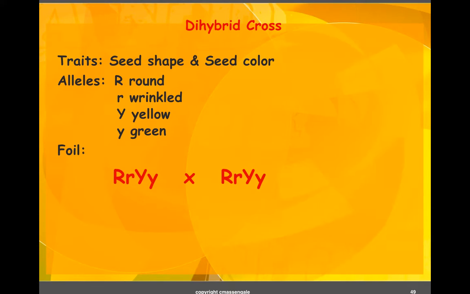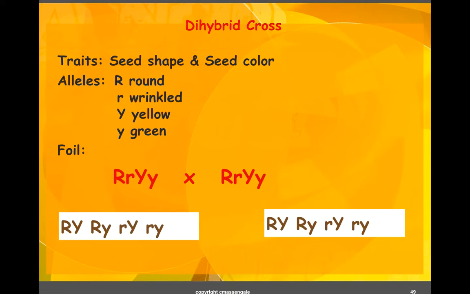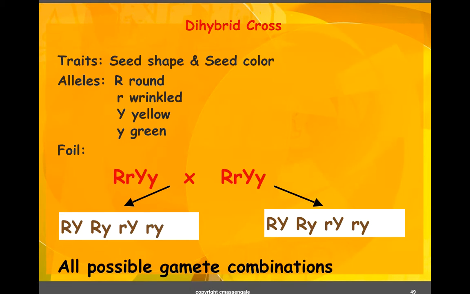If I would like to cross 2 round and yellow seeds that are heterozygous for both, what would be the possible alleles for the first parent? So the first parent has 4 different combinations of alleles. The second parent would have 4 different combinations of alleles. So here's the first parent, here's the second parent. These are all the possible gamete combinations.